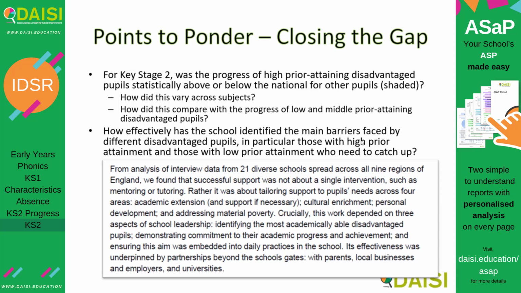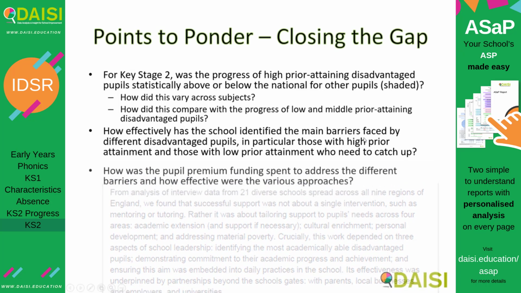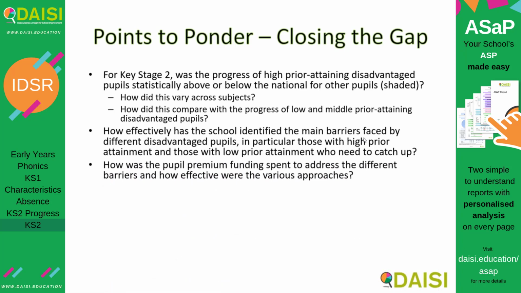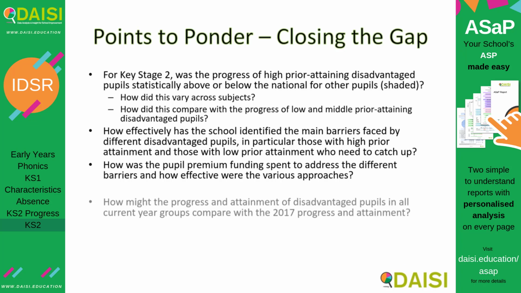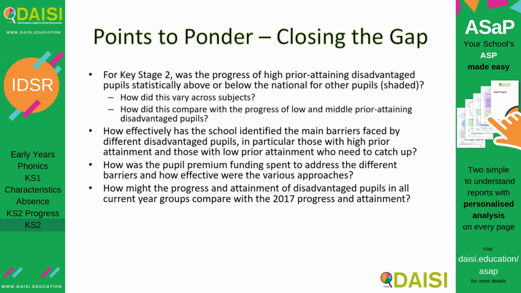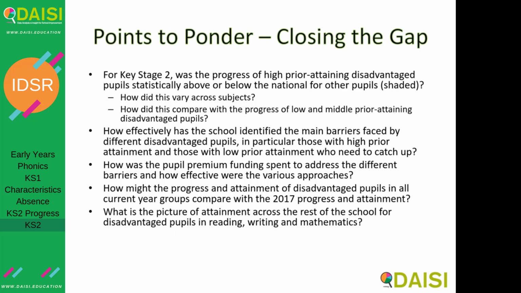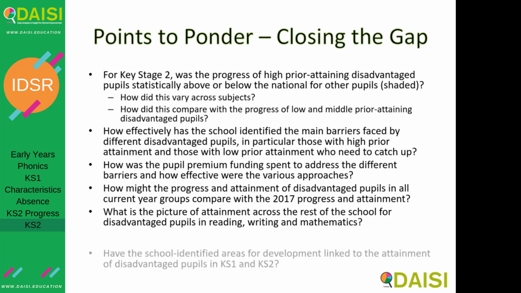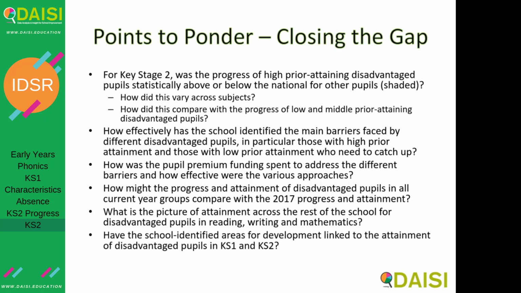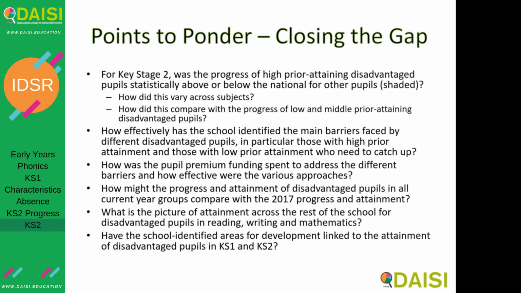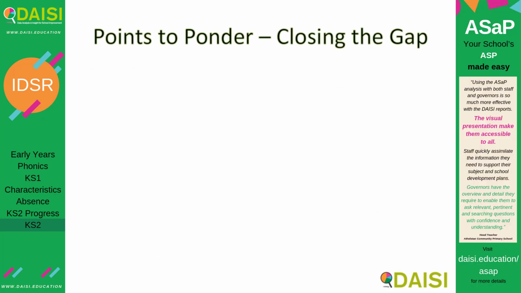So hopefully that will help you identify the main barriers, and not only that, allow you to find out how your pupil premium funding was spent to address these barriers and how effective the various approaches were. So you've got a comparator there in this research study. How did your progress and attainment of disadvantaged pupils do compared to the previous year? And not just at the end of a key stage, how does it compare across the entirety of the school for disadvantaged pupils for reading, writing and maths? Have you identified areas for development linked to the attainment of disadvantaged pupils throughout the school?